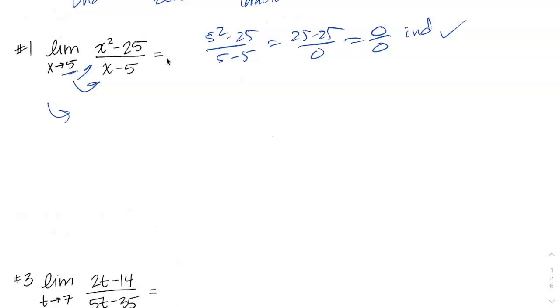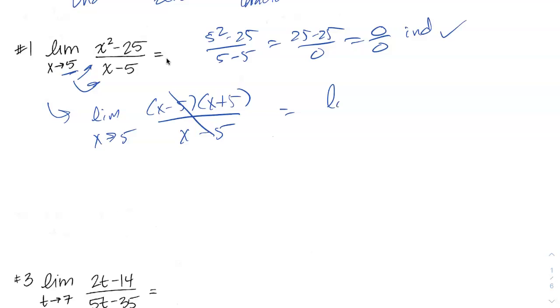In this case, we're just going to factor the top. So that's x minus 5, x plus 5, over x minus 5. These cancel out. Now notice again, I haven't subbed in my value yet, so I have to rewrite the limit of x plus 5. Plug it in, and you get 10.